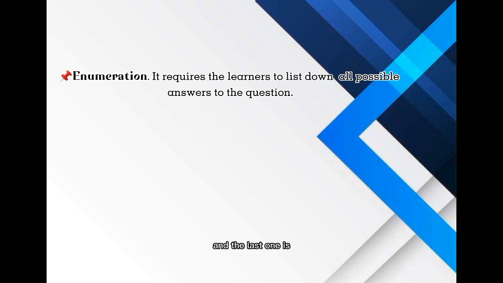And the last one is enumeration. It requires the learners to list down all possible answers to the question. This type of test or exam is done by enumerating particular answers to particular questions. For example, give the 4 knowledge dimensions in the revised Bloom's taxonomy of educational objectives. And the 4 knowledge dimensions are factual, conceptual, procedural, and metacognitive.